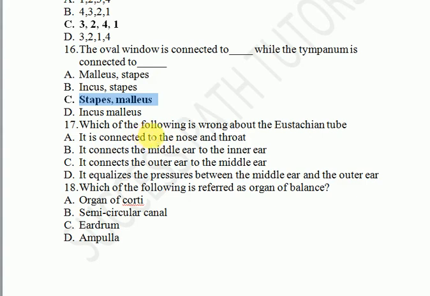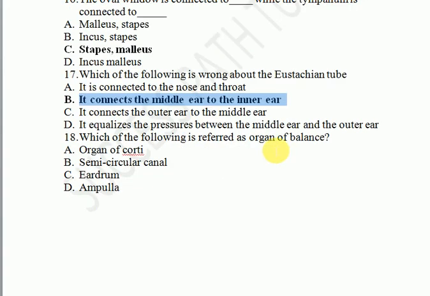So which of the following is wrong about the Eustachian tube? Every other thing here is correct except for the fact that it does not connect the middle ear to the inner ear. That's not part of what it does. Alright, every other thing there is correct. Which of the following is referred to as the organ of balance or structure of balance? That would be the semicircular canal, which is part of the inner ear.